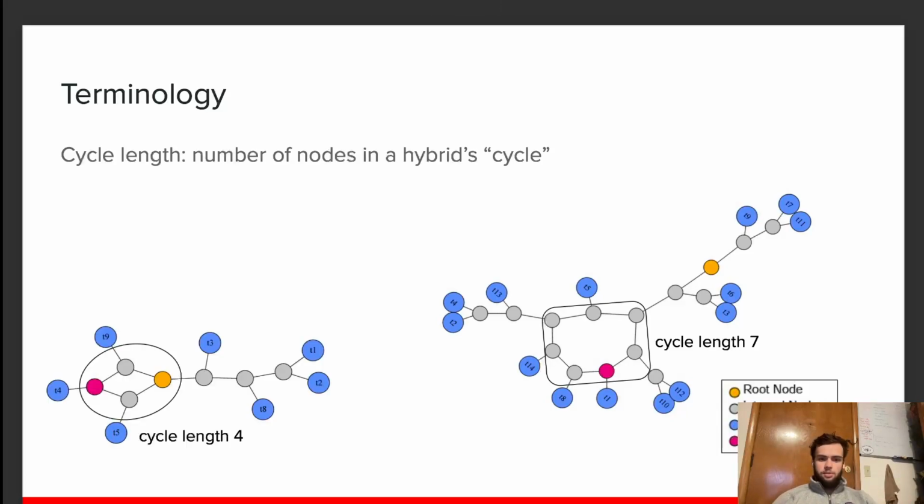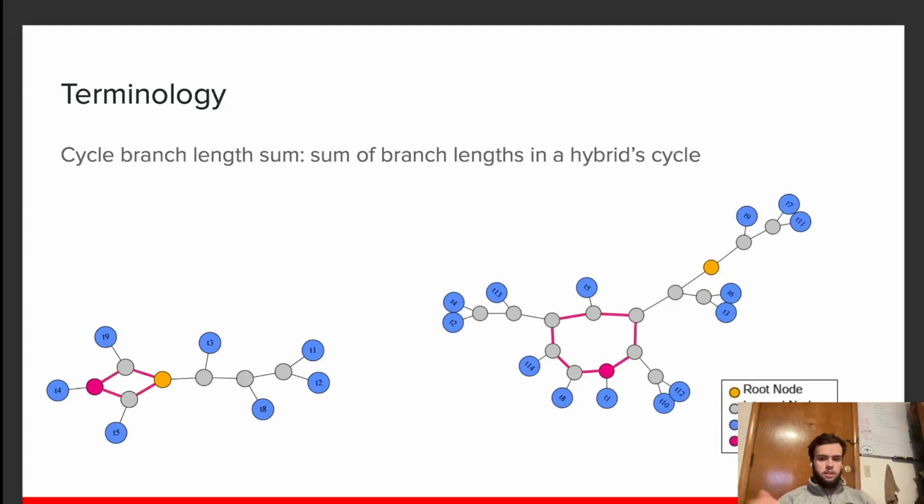And then here's an example of a network with a cycle length of 4. Then additionally, if we add up the branch lengths of all of the branches that form these cycles, we get what's called a cycle branch length sum. So here we would just add up the branch lengths for all of these branches that are highlighted in each of these networks.